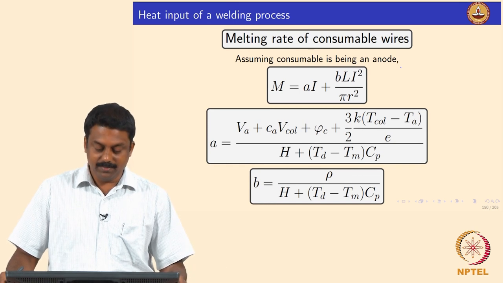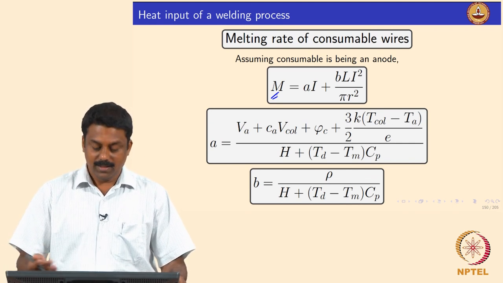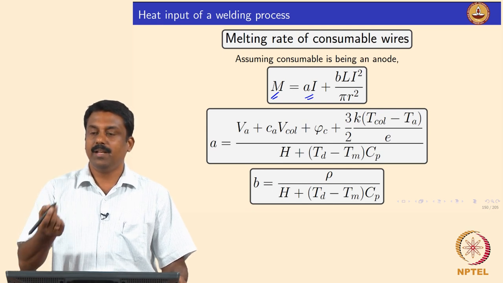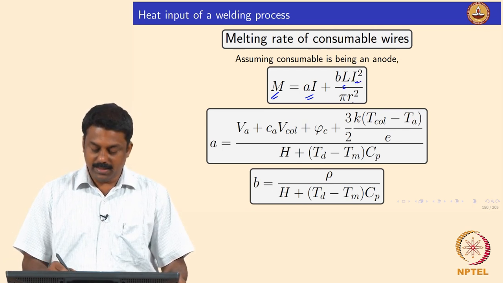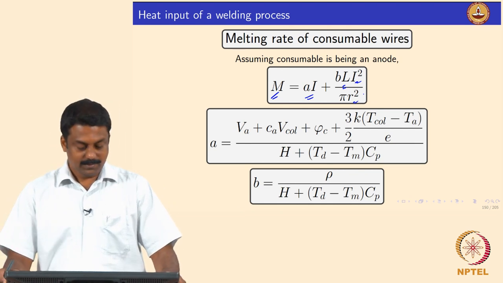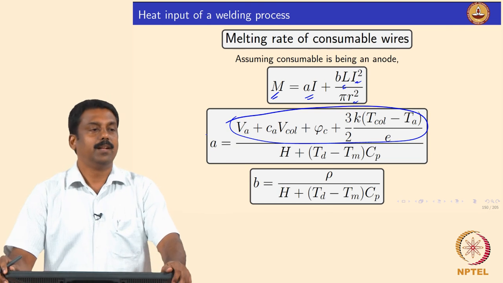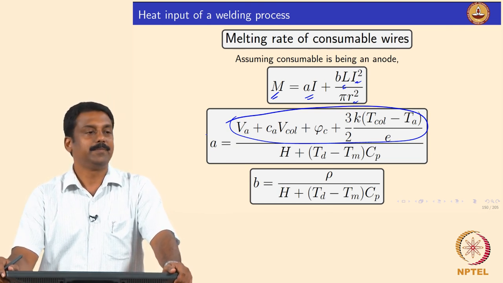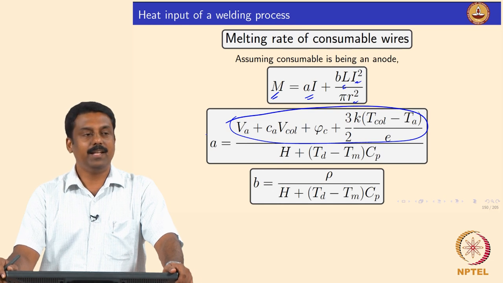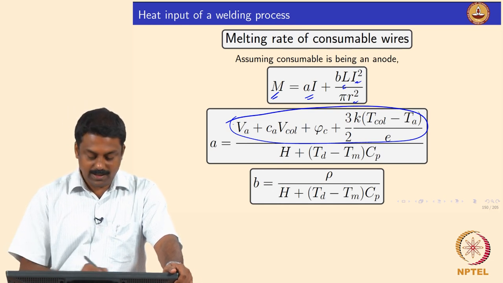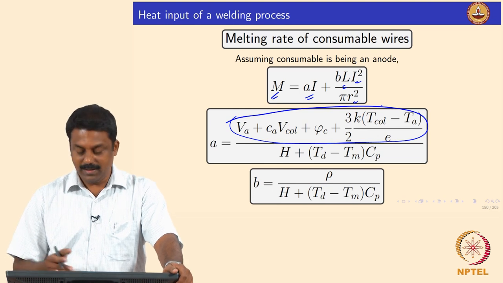So the melting rate, we can get the relationship now. If you add all these four and balance the equation, you will get the I term, which comes from the QC and QA, and the other term is from the joule heating, L I square by pi R square. A and B are now constants. This entire term is fixed for a given process. Suppose you fix your electrode polarity, you make the electrode an anode, given a shielding gas, the efficiency is determined already for a given process condition, and this is fixed.